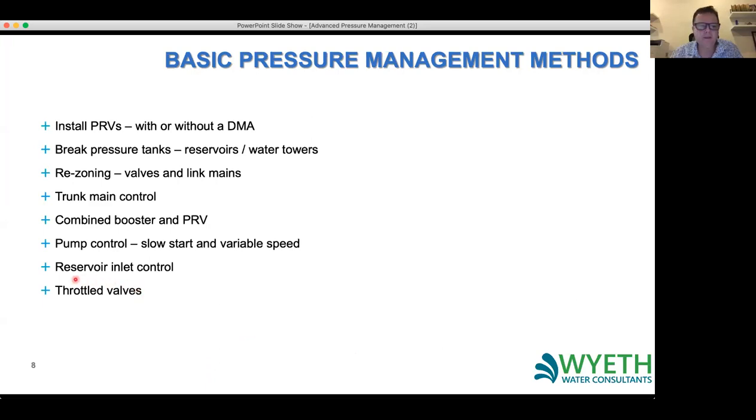You'll see the last item that I have on this slide is throttled valves, and this is where people actually use gate valves or isolation valves, and they throttle them to control the pressures into areas. It's very common that we see people doing this, but it's probably the worst thing to do, because by throttling a valve, what you're doing is you're controlling pressure by controlling the head loss across the valve.